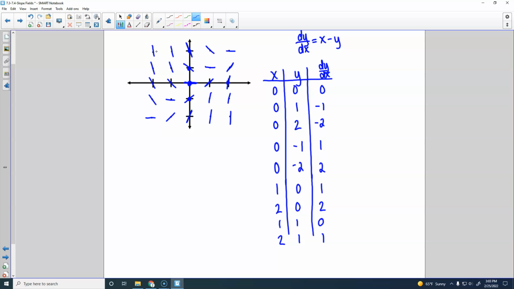Typically, on an AP question, they are not going to give you quite this many points. They might give 6 or 9, maybe 12 at the most. And a lot of times they will grade it to make sure that you have your 0 slopes in the right place and that all of your other ones look similar.